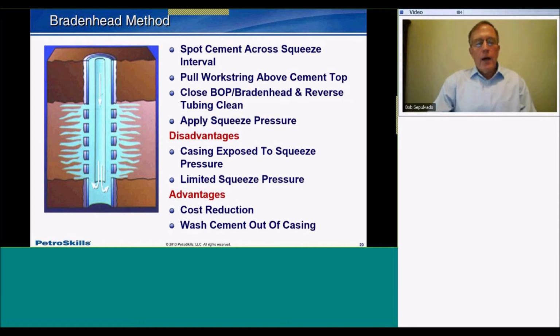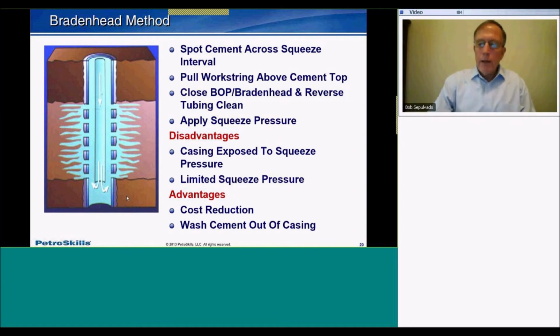Now, I throw that out as an option because there may be some discomfort in doing that with the thought that if I go back down and circulate across my perforations, I may disturb the cement that's in the perforated interval. And honestly, some people like the comfort of being able to come out of the hole, leaving the cement, and come back in and drill out good hard cement. But that is an option with the Bradenhead method. The Bradenhead method is a squeeze technique that is used without a packer.